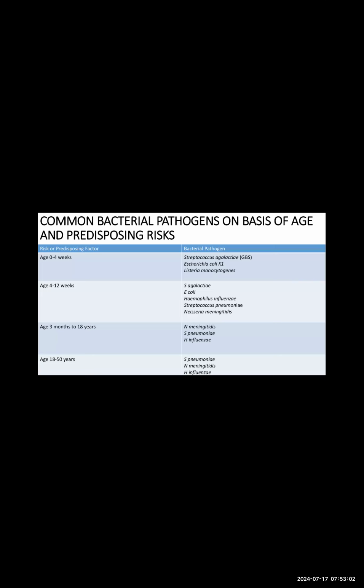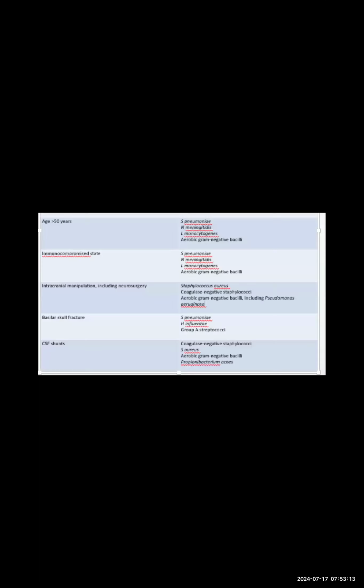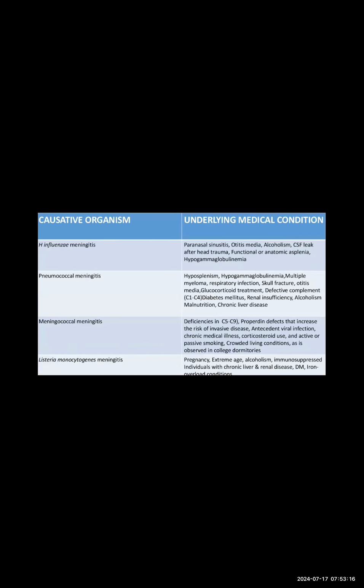So I will just go straight to the extremes of age, where we see Listeria monocytogenes dominating, as well as other bacterial pathogens. Now this is also telling us about the causative organisms and the underlying medical conditions. When we have a patient with paranasal sinusitis or otitis media, we should be thinking that the infective organism is maybe Haemophilus influenzae or Streptococcus pneumoniae. If we have a patient following a skull fracture who suddenly develops symptoms and signs of meningitis, we should be thinking of a streptococcal infection as well as others mentioned here.